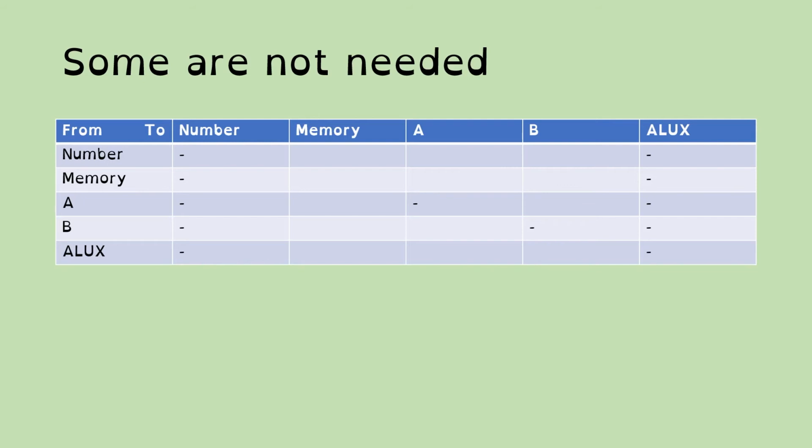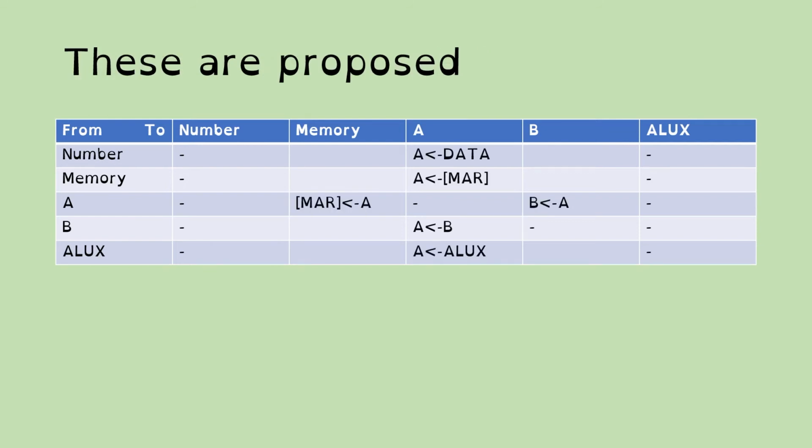Also, you never want to write to a hardwired data number, and you never want to write to the ALUX. So the only tos that are valid are memory, A and B. Okay, so here are the ones that have been proposed previously. We've got the four that move data into A and the two that move data from A.